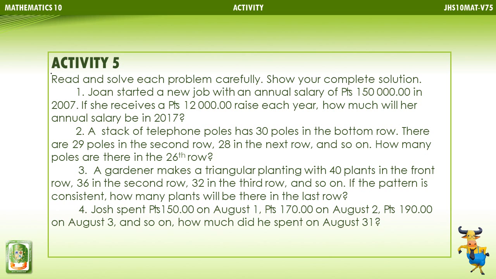3. The gardener makes a triangular planting with 40 plants in the front row, 36 in the second row, 32 in the third row, and so on. If the pattern is consistent, how many plants will be there in the last row? 4. Josh spent 150 pesos on August 1st, 170 pesos on August 2nd, 190 pesos on August 3rd, and so on. How much did he spend on August 31st?